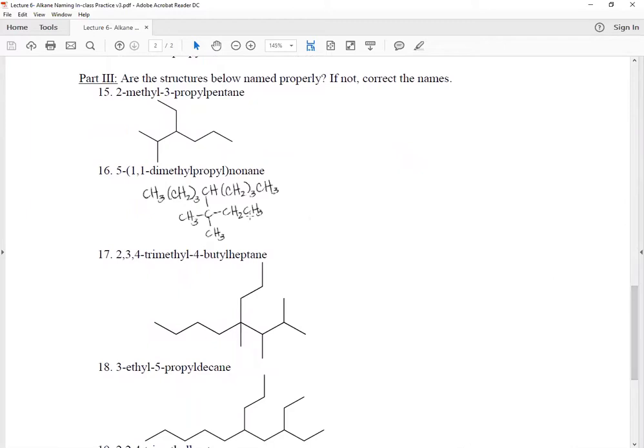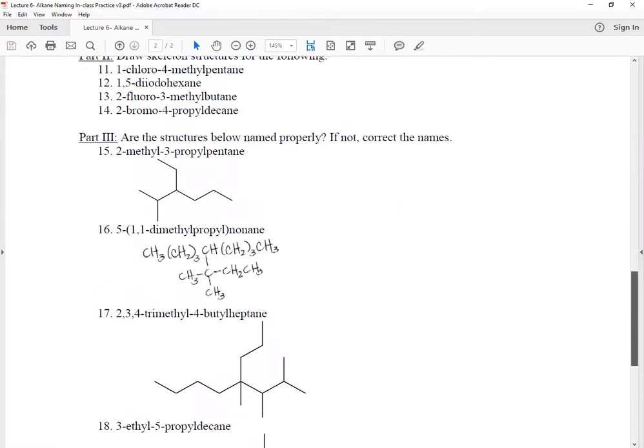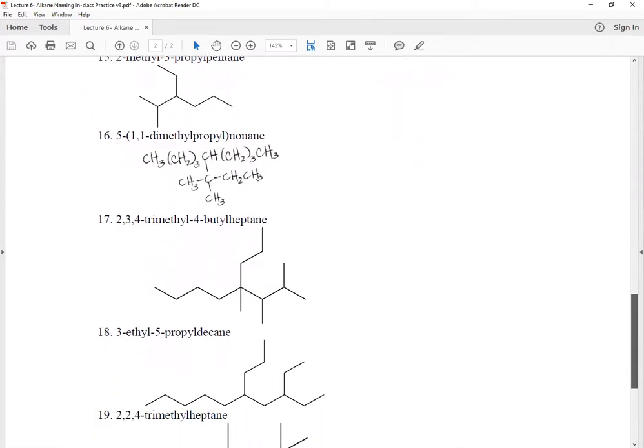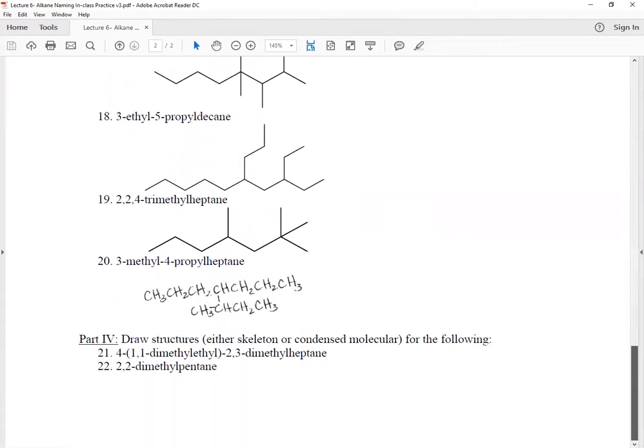So I gave you a structure, and then I gave you the name. So again, you're getting a chance to pretend that you're the teacher. If this is the structure and this is what your student wrote, did your student get it right? Is that correct? So let's see how well your students do. There are 17 through 19. And then there's the last couple, draw structures, and I say either skeleton or condensed molecular for these two substances. All right, lots to do. So let's go through these.